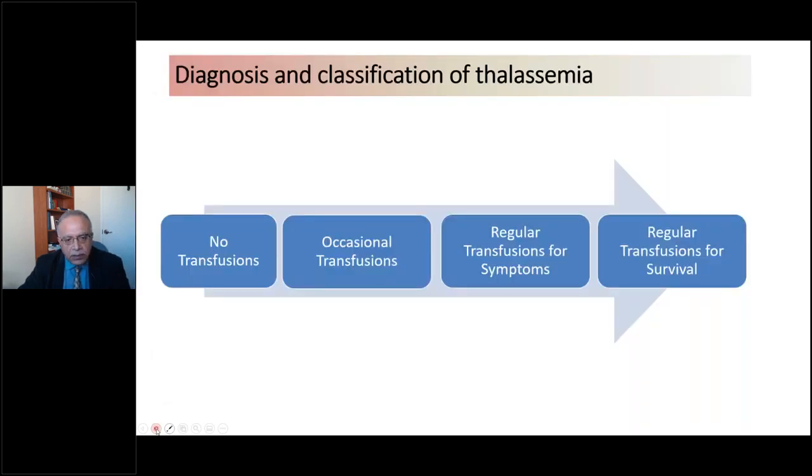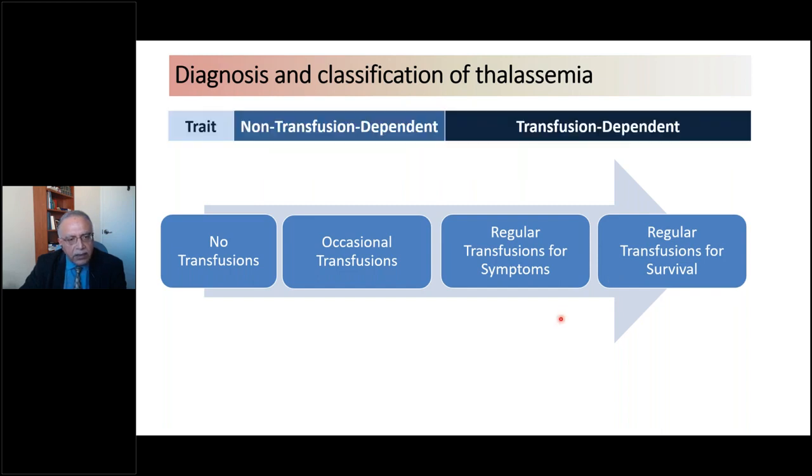It has been traditional for the past decade or so to look at thalassemia syndromes along the continuum of how much transfusions are needed, which is a proxy for the severity of anemia. So we can look at the thalassemia syndromes across the continuum of severity, from no transfusions, occasional transfusions, and regular transfusions. And I would suggest that we differentiate between regular transfusions that are given to control symptoms versus those that are necessary for survival.